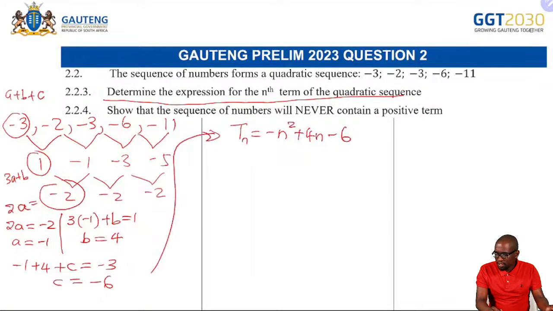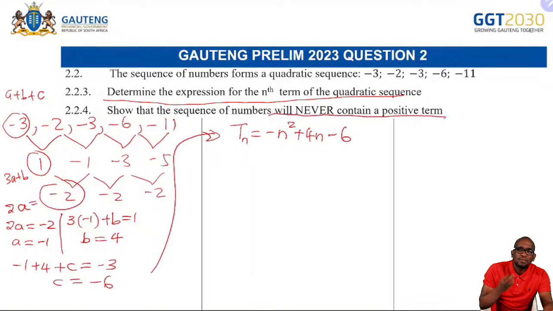Right, the next question here would be 2.2.4. Show that the sequence of numbers will never contain a positive term. Remember, learners, you should not shy away from answering these questions. These are pitched a bit up. It's higher cognitive levels, but it's not so complex that you cannot respond to it.